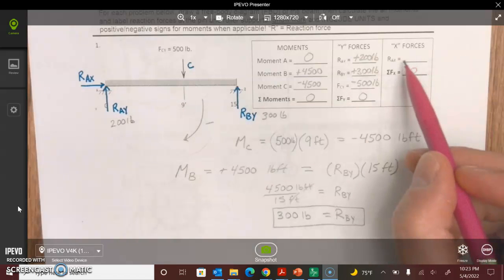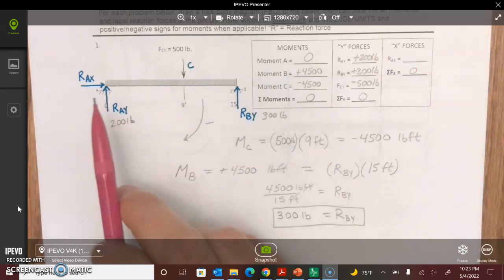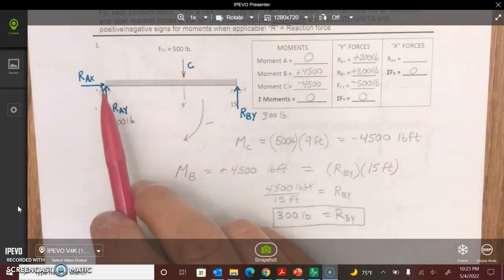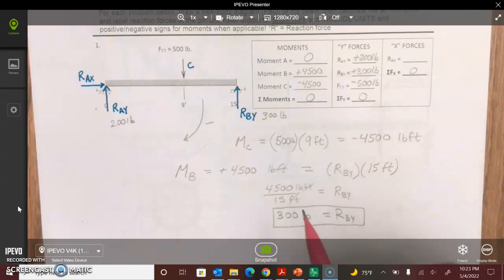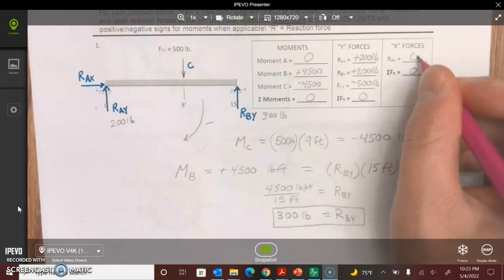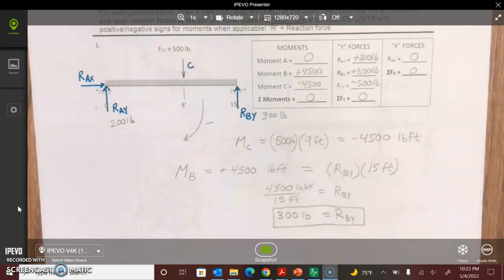The last thing is RAX. What would that be? Well, we have no other forces acting in the x direction, and the sum of the forces has to equal 0 because it's not going to move side to side. So that just has to be 0. There's no other option there. There's actually no force acting in that direction. It's just 0 pounds. So we're good.